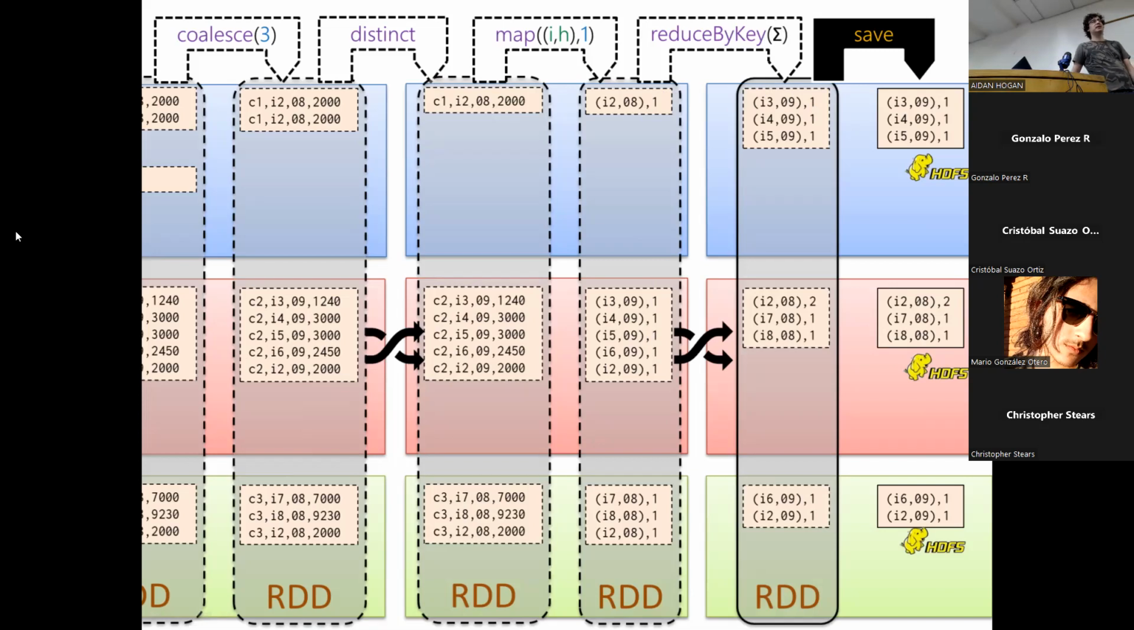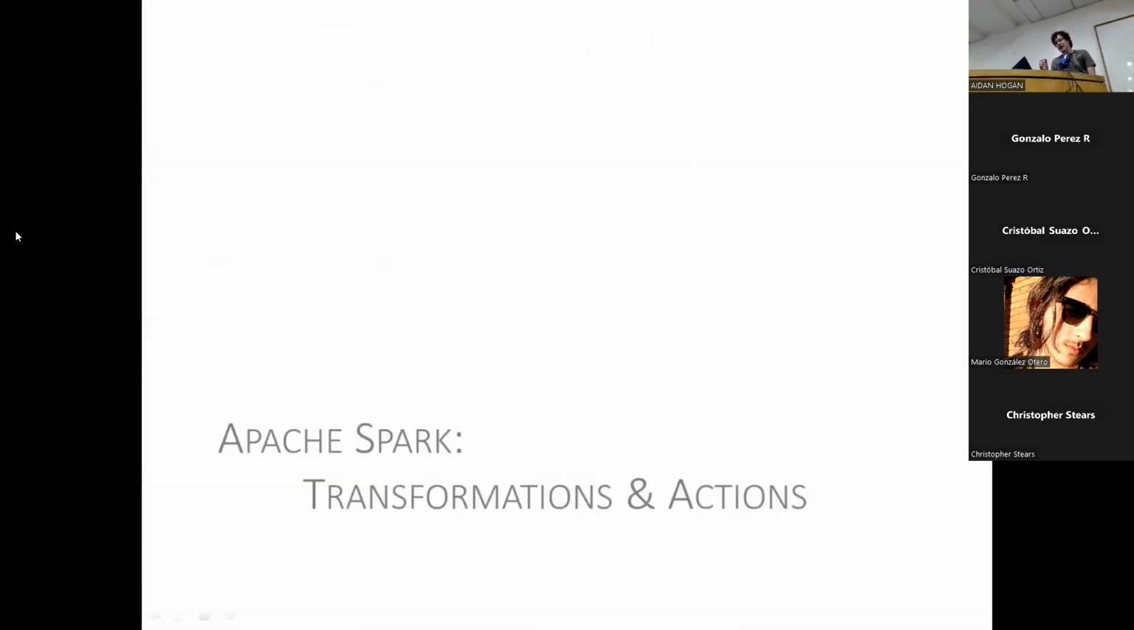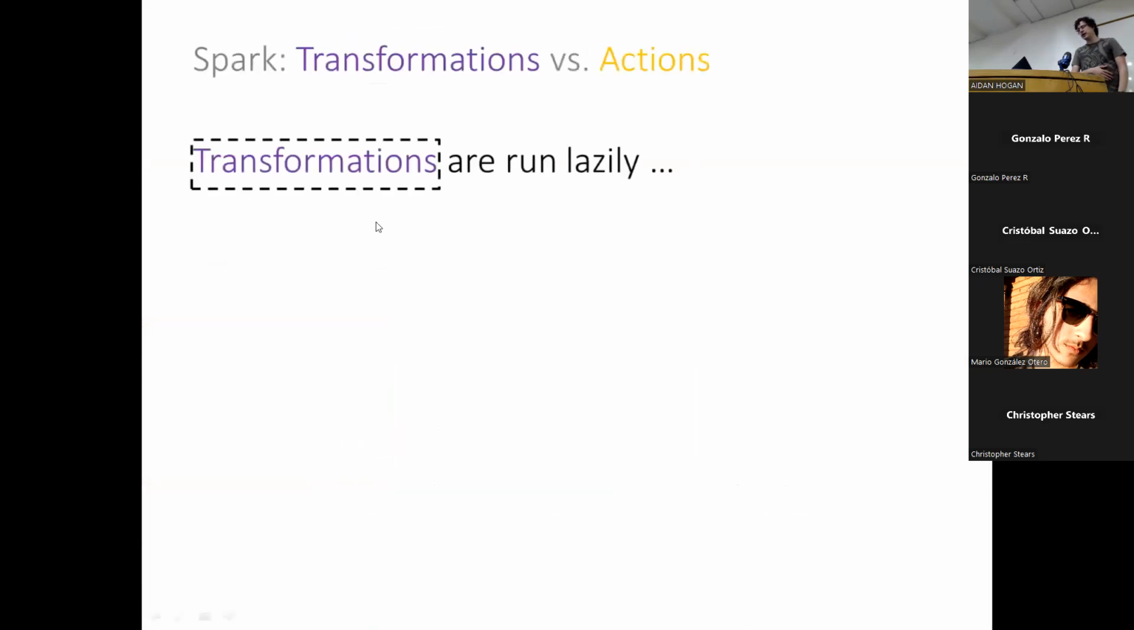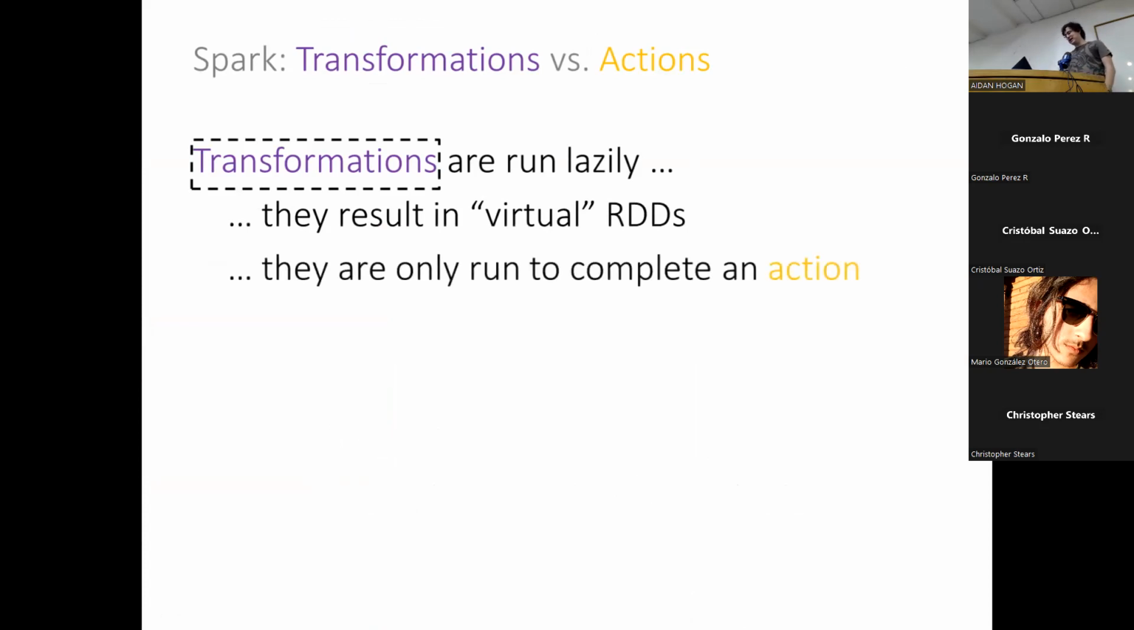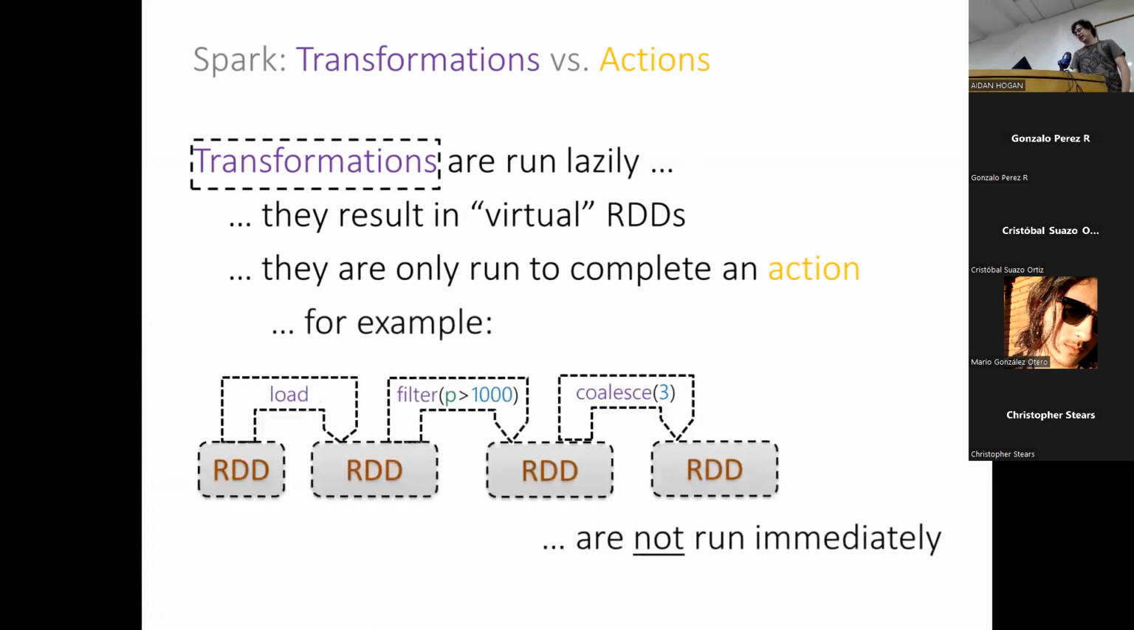So in Spark, we then have two notions, transformations and actions. And these are the two different types of steps we saw earlier. Transformations are run lazily, which means that we're going to try to not run them for as long as possible. They result in virtual RDDs. These are not actual physical RDDs, neither in memory nor on the disk. They are only run to complete an action. So we're not going to run them until we actually need to complete an action.